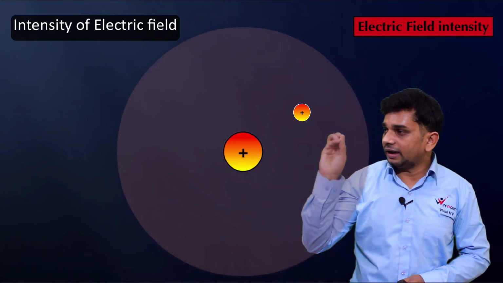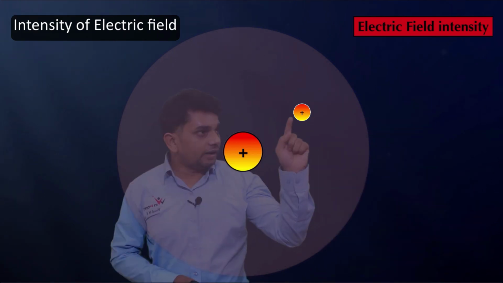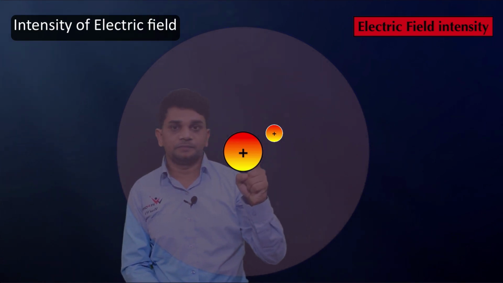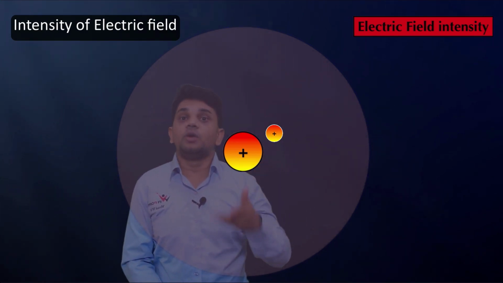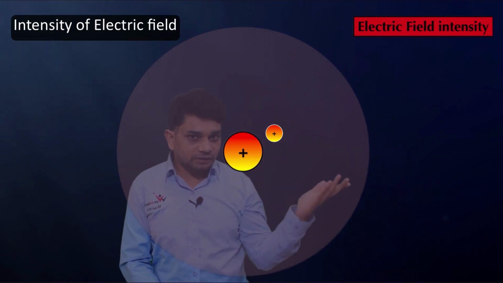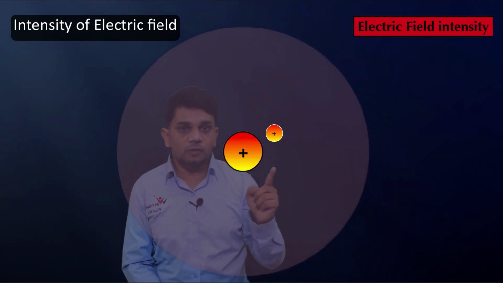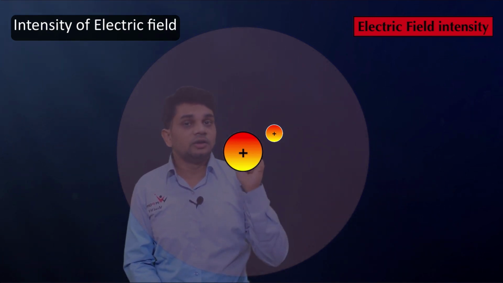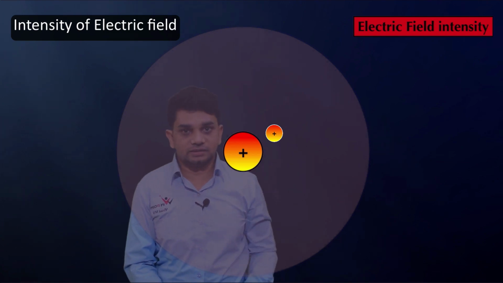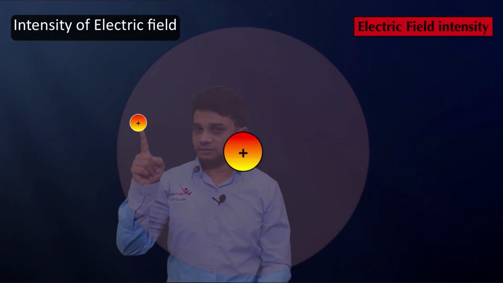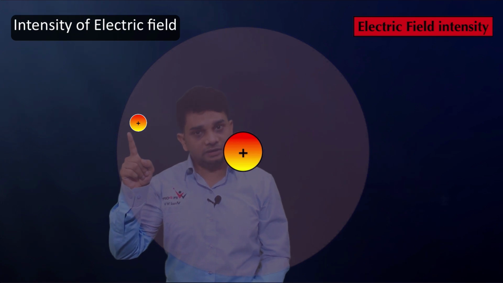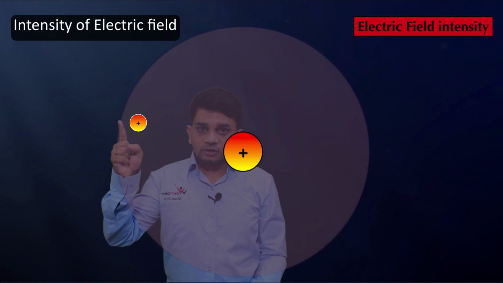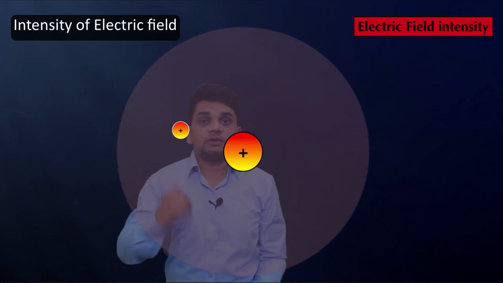This positive charge will experience a force of repulsion, and we are moving that charge towards the source charge. Now the position of this charge is here. Now it is experiencing more force compared to the previous case, because the charge is very close to the source charge. It is experiencing a force of interaction, repulsion. It is positive, so it is a force of repulsion.